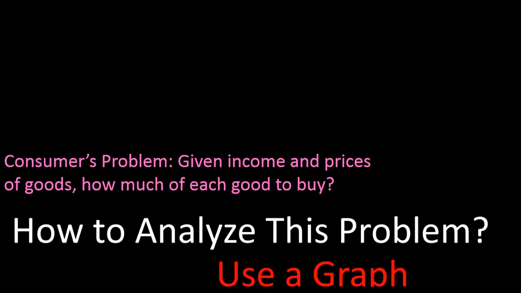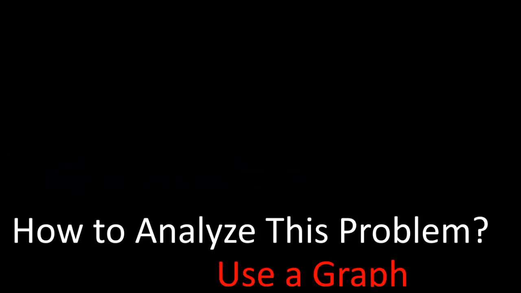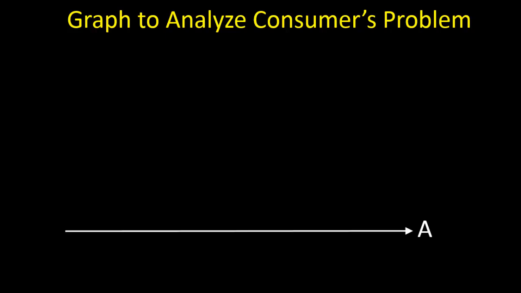Well, one way to do it is to use a graph. Here's what the graph will look like. On the horizontal axis, we'll have apples, and on the vertical axis, we'll have bananas. That's all for the setup of the graph. It's that simple. I'll stick at the top right of the screen some useful information. This is just information on Chris's income, $20, and the prices of apples and bananas. Now, back to the graph.